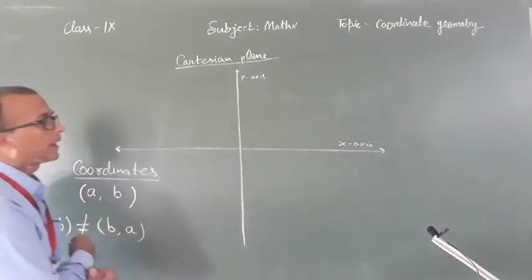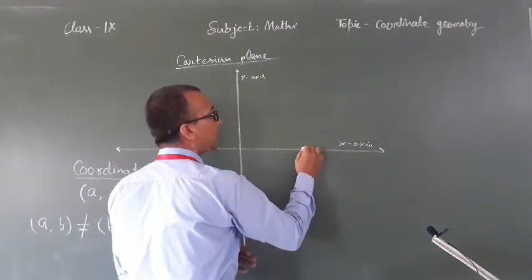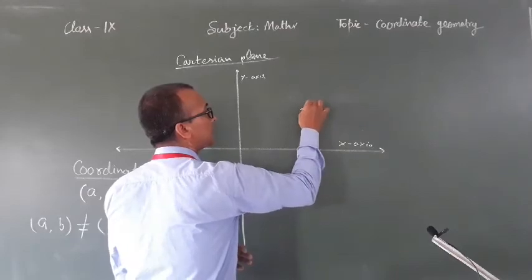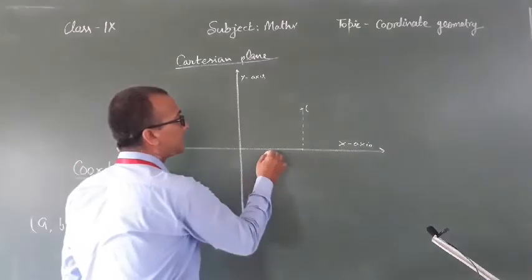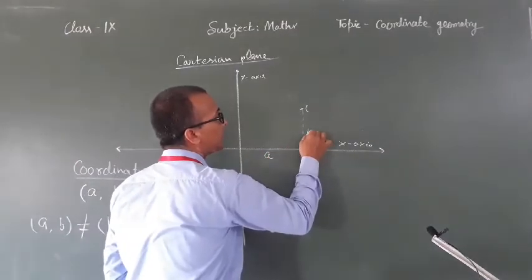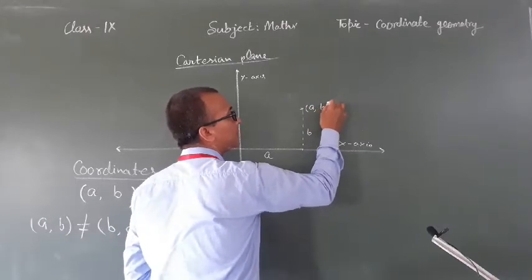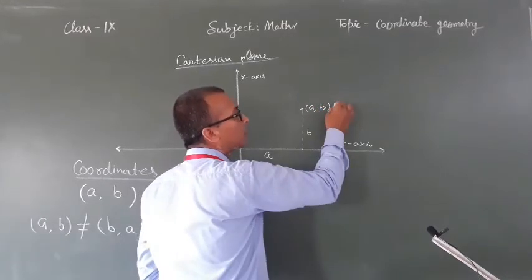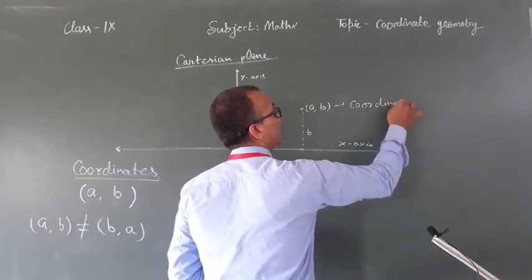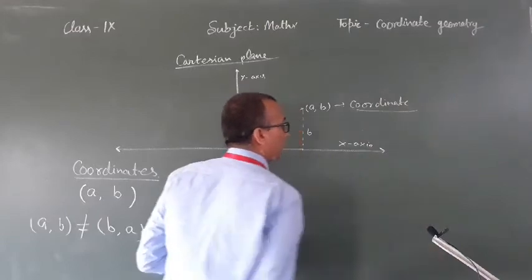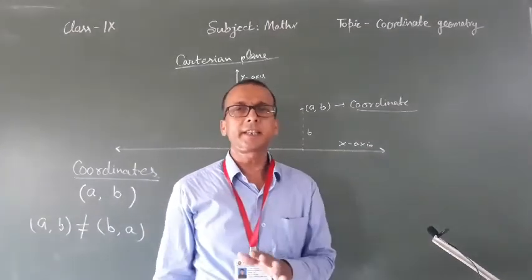It means if we take a distance of a units on the x-axis and b units on the y-axis, this can be written as an ordered pair. This one is a and this one is b, and in ordered pair we write it (a, b), and this is the coordinate of a point. And that point is (a, b), where a and b are any real numbers.